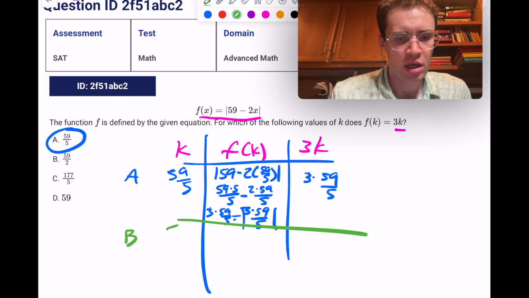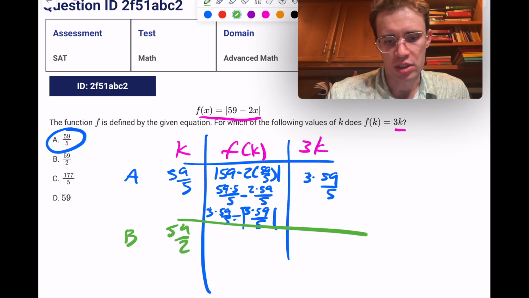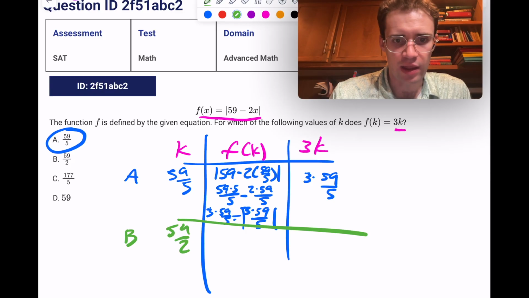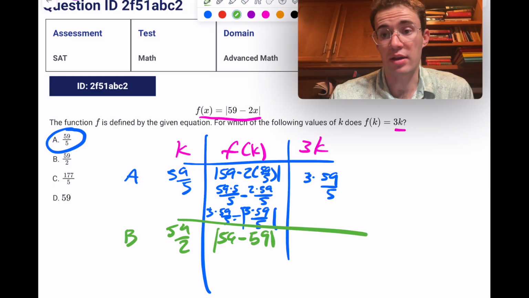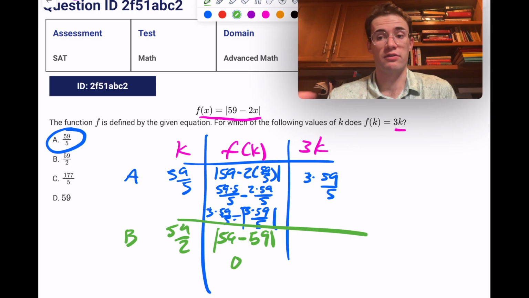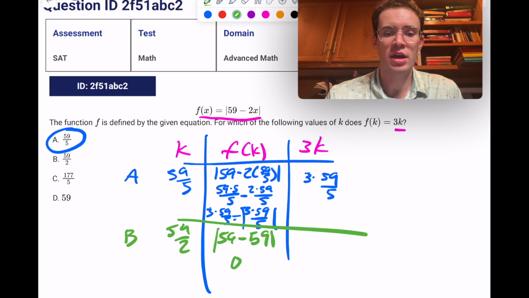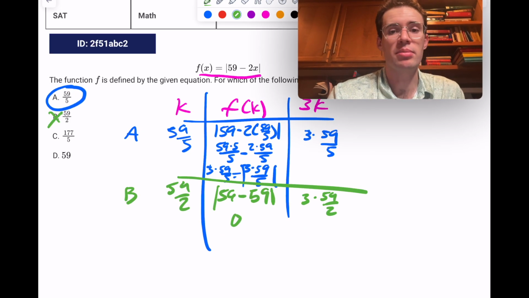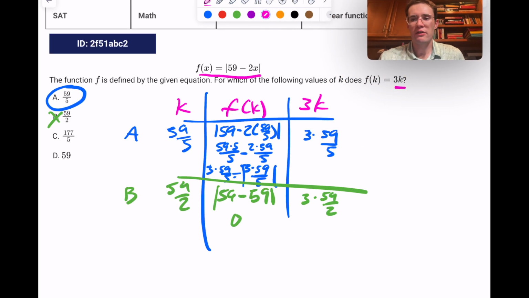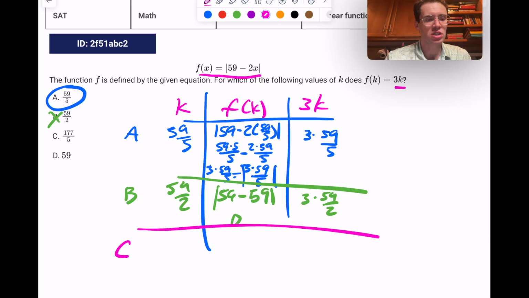But we could say B, 59 halves. If you subtracted double that, that'd be 59 minus 59 halves times 2, which is just 59. So 59 minus 59 gives you 0. The absolute value of 0 is still 0. Right? It's how far away it is from 0. 0 away from itself. And that's not equal to 3 times 59 over 2. So we know it's not B. We already knew it was A, but we weren't able to find an error where they have 2 different correct answers.